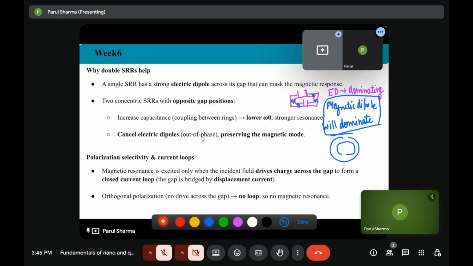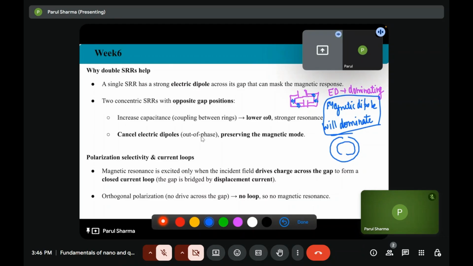So what will it increase? It will increase the coupling between the rings. It will increase the capacitance, and that will decrease my resonant frequency, and it will give me a strong resonance at lower omegas, and it will cancel the electric dipoles, such that my magnetic dipoles can dominate, and it will preserve the magnetic mode.